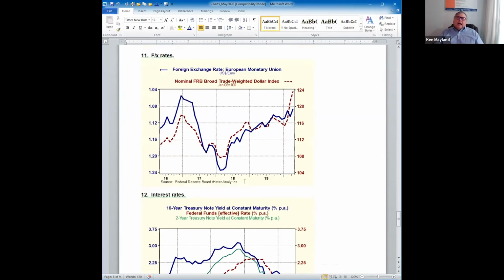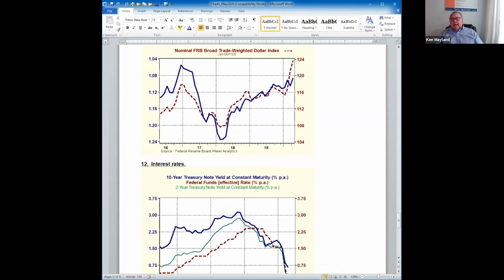I show, for the record, foreign exchange rates, because that's important for, in particular, the manufacturing sector, and interest rates here.